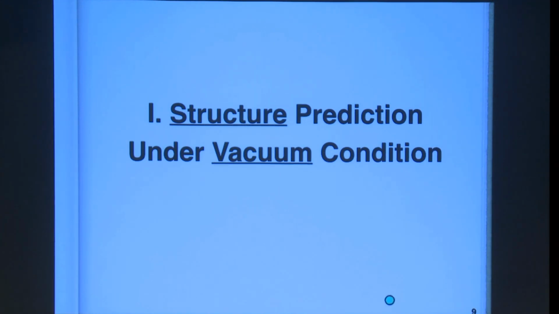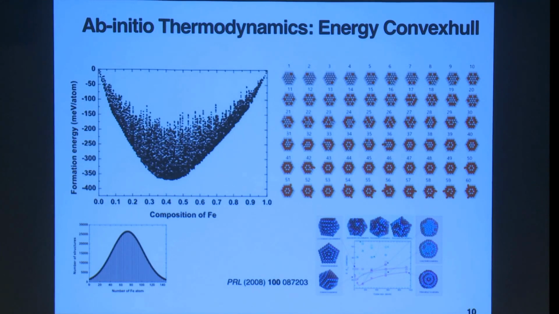Structure prediction under vacuum conditions is actually well known. You can apply energy convex hull theory, ab initio thermodynamics. For example, for platinum iron alloys as a function of iron composition, you can predict very accurately the ground state structure over the compositional space. You can easily calculate so many different structures, and you can apply ab initio thermodynamics. You can find the ground state structure by minimizing the chemical potential.